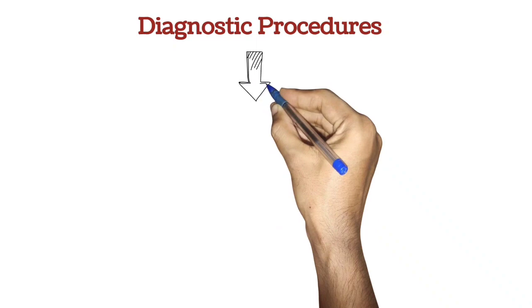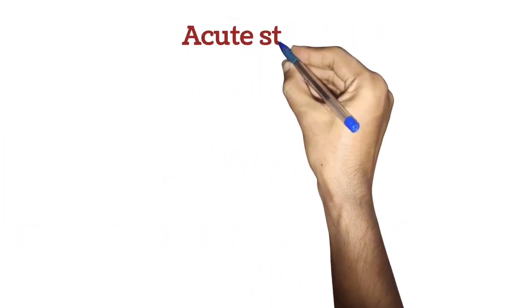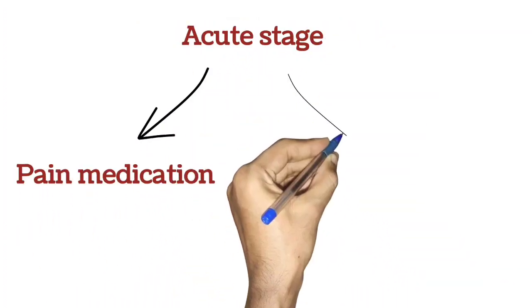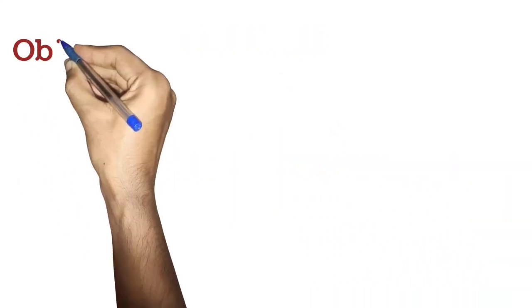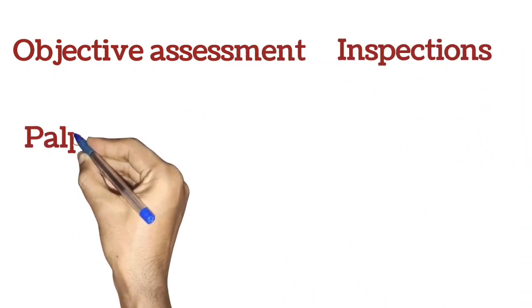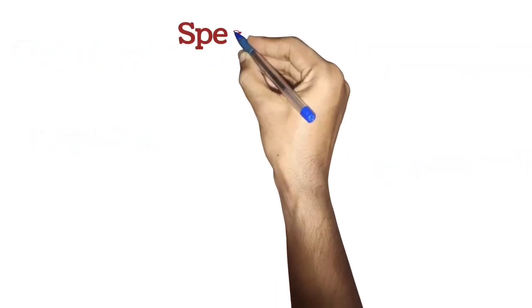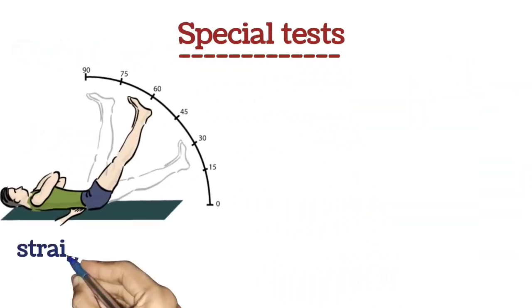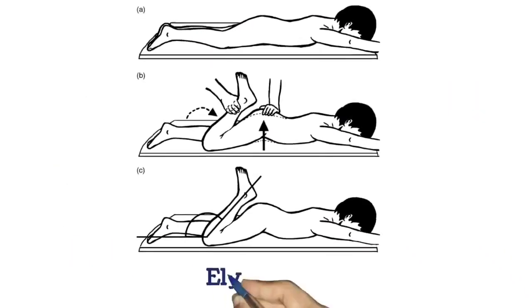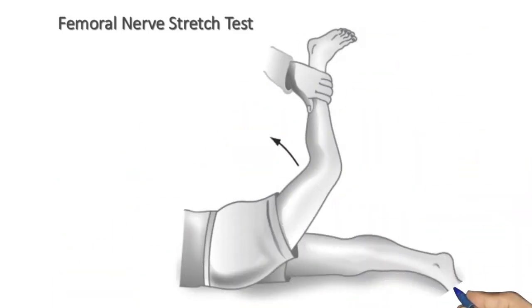Diagnostic procedures should be reserved for cases with chronic low back pain or when red flags are present. In the acute stage of simple low back pain, a conservative approach involving pain medication and physiotherapy is recommended. Clinical presentation and appropriate objective assessment, including inspection, palpation, and relevant imaging tests (MRI, CT scan, and X-ray), should guide the diagnosis. Special provocative tests such as straight leg raise, FABER test, Elys test, Mennell test, Stork test, and femoral nerve tension test, along with neurological and neurodynamic assessments, are crucial components of the objective evaluation.